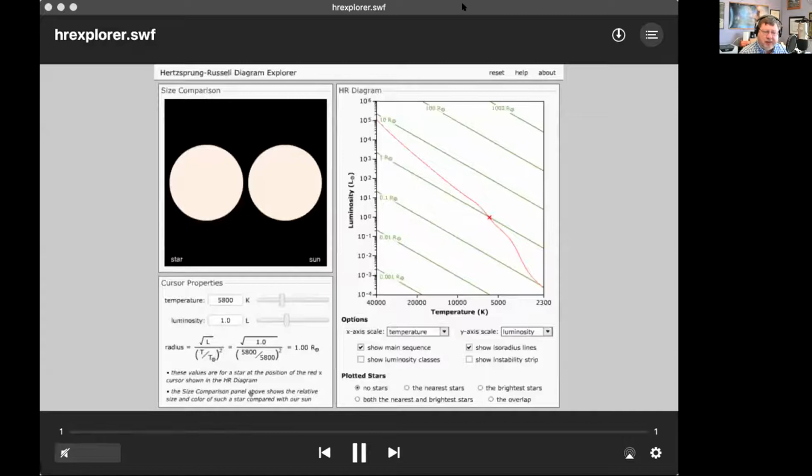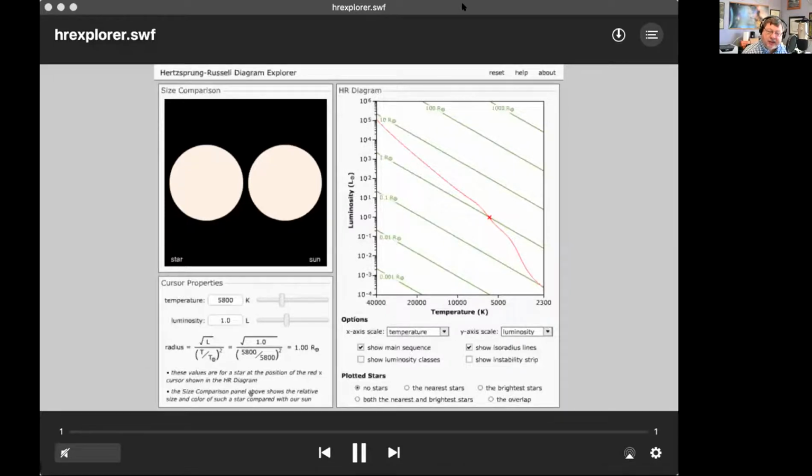Okay, and so remember the HR Explorer, we've got luminosity here, which is a logarithmic scale. We have temperature, and because L equals R squared T to the fourth, if I know the luminosity and I know the temperature, then I know the radius. And you can see here the radius lines. So one solar radius line there intersects the main sequence line. And here is the main sequence.